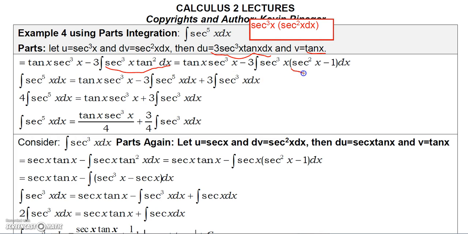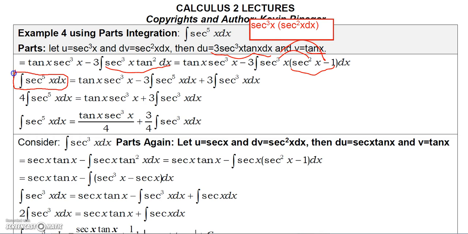Now what I'm going to do next is replace tangent squared x with the identity secant squared x minus 1, and then distribute this. When I distribute, I get minus 3 times the integral of secant 5th x, and then plus 3 times the integral of secant cubed x. If you distribute this through, you get secant 5th x minus secant cubed x, multiplied by minus 3. So you get minus 3 times secant 5th x, and then plus 3 times the integral of secant cubed x.